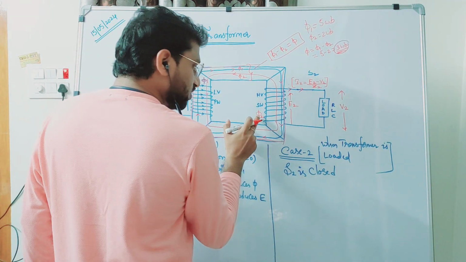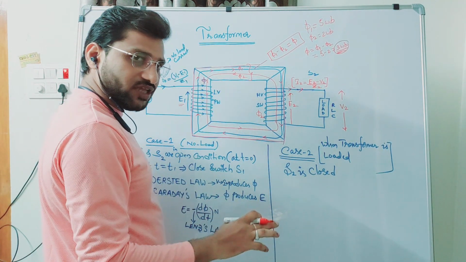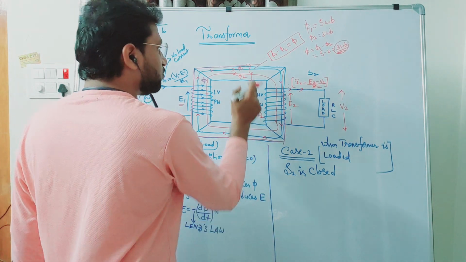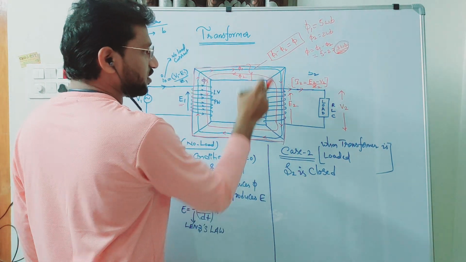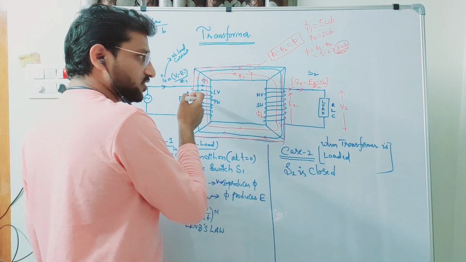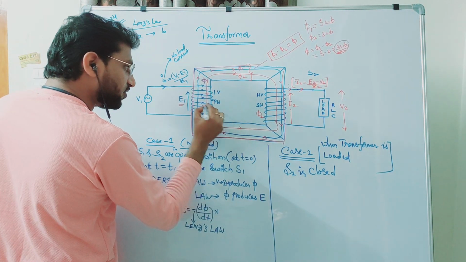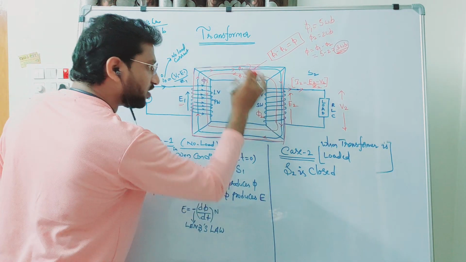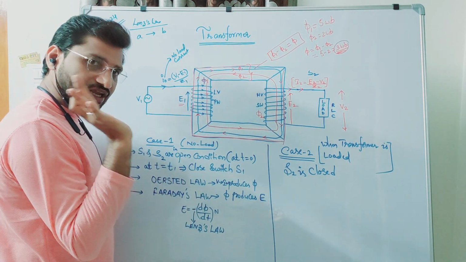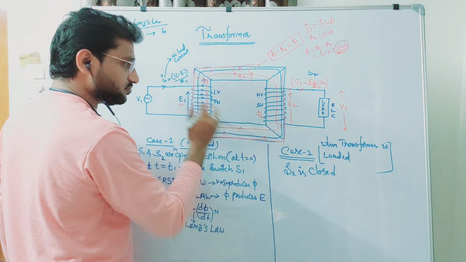Okay. So this phi 2 direction has to be in such a way that it opposes phi 1. Therefore, phi 1 is clockwise, phi 2 is anti-clockwise. That means here the net flux is phi 1 minus phi 2. Maybe here or here or here, anywhere it is phi 1 minus phi 2 only, because it's a common one.